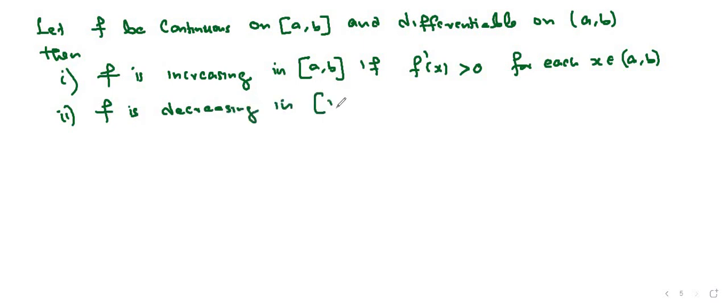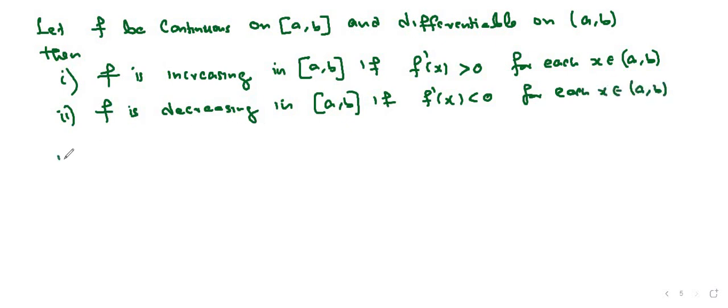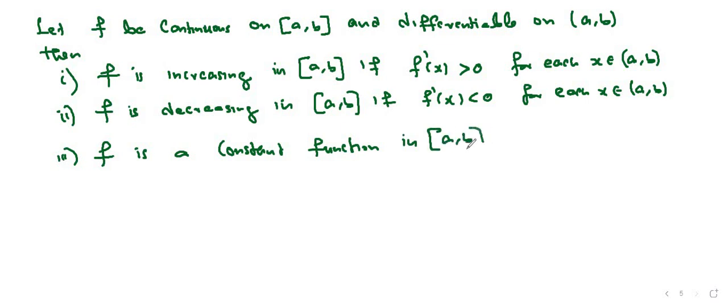f is decreasing in that interval AB if the first derivative is less than 0 for each x element of open interval AB. Third one is if f is a constant function in that interval AB and if f dash x is equal to 0 for each x element of open interval AB, there will be no change. That is, f dash x, the rate of change, will be equal to 0. First derivative vanishes when f of x is a constant function.